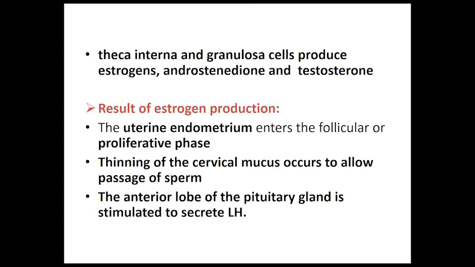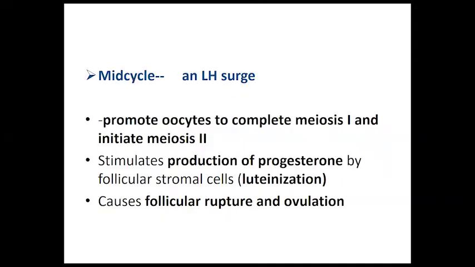Then the thinning of the cervical mucus occurs to allow the passage of sperm. That is, after the oocyte has been expelled, this production of the estrogen is going to occur. And if this cervical mucus becomes thin to allow the passage of sperm, if fertilization occurs, then all the other changes are going to occur. If it does not occur, then the anterior lobe of the pituitary gland is going to stimulate the luteinizing hormone that is going to produce the second half of the menstrual cycle, which has effects on the uterus that will complete the cycle.